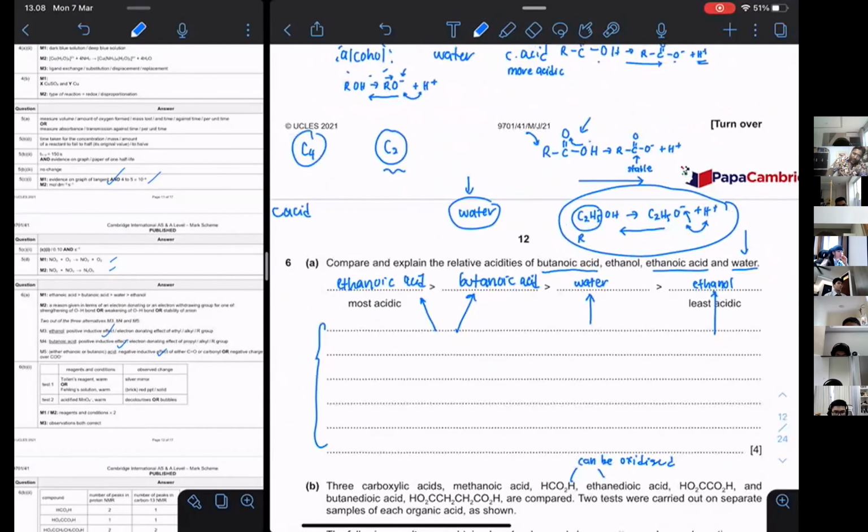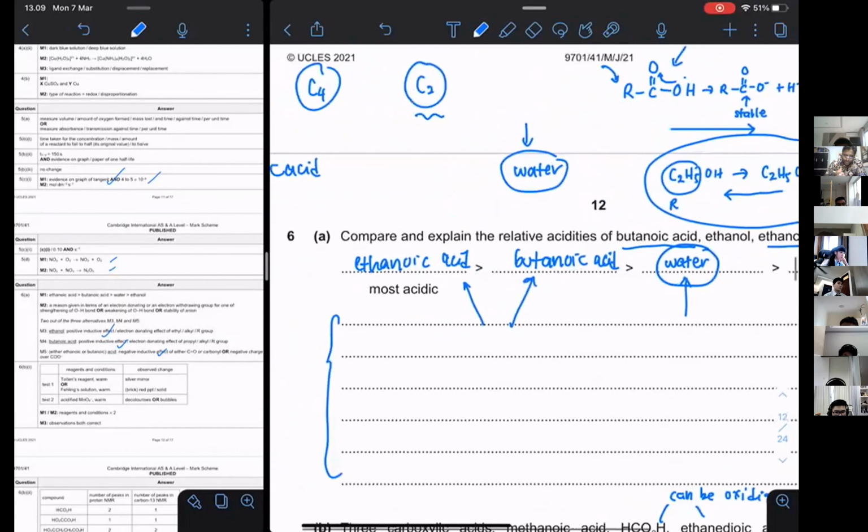So you know that carboxylic acid is going to be a stronger acid compared to water, so I just put water. The one that is going to be the least acidic is going to be ethanol, the alcohol. There is only one alcohol. Now I'm just stuck with which one to put. Is it ethanoic acid or butanoic acid?